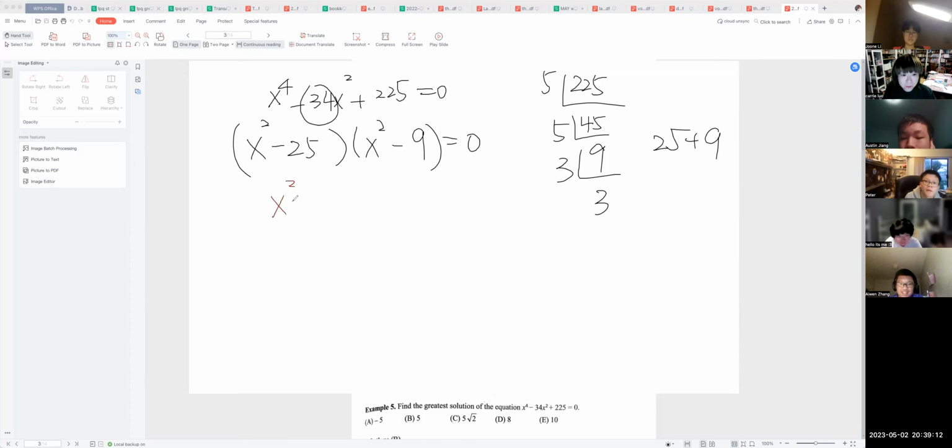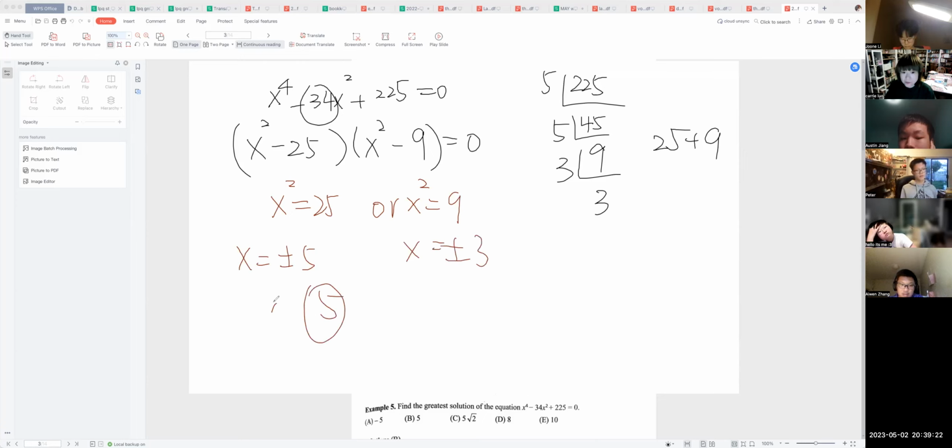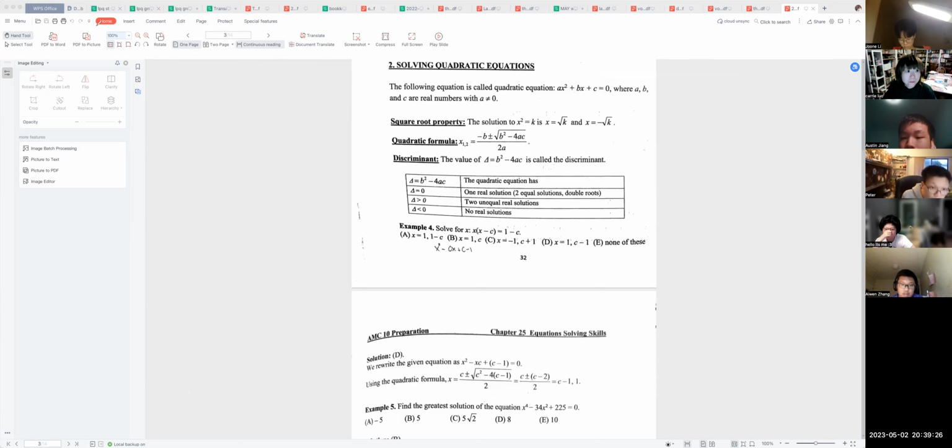Okay, so x squared equals 25 or x squared equals 9, right? So x equals positive or negative 5, or x equals positive or negative 3. So what is the biggest one? 5. So the answer is B. Understood, Isaac? Okay. Now let's take a look at the next one.